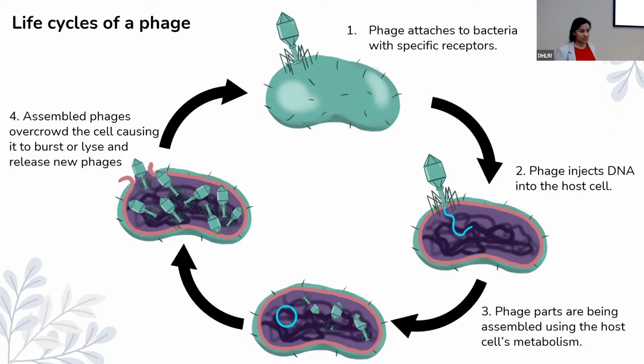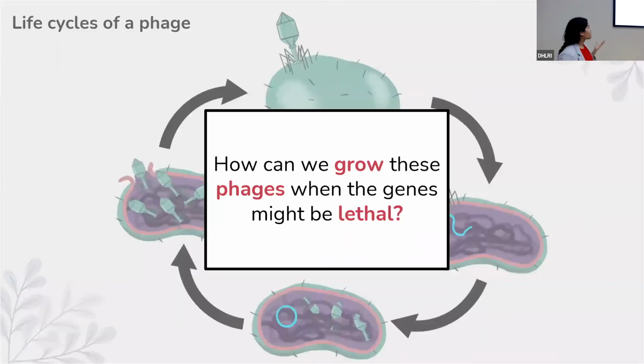However, now we run into another problem, which is how can we grow our phages when the genes that we're inserting might be lethal? Recall that lipid A is a component of the lipopolysaccharide layer, which is a component of the outer cell membrane of gram-negative bacterial cells. If you're putting anti-lipid A proteins into the bacterial cell to be transcribed and translated, then this can cause problems with bacterial cell growth or function and may result in us not being able to actually grow our phage with the bacterial cells in lab.